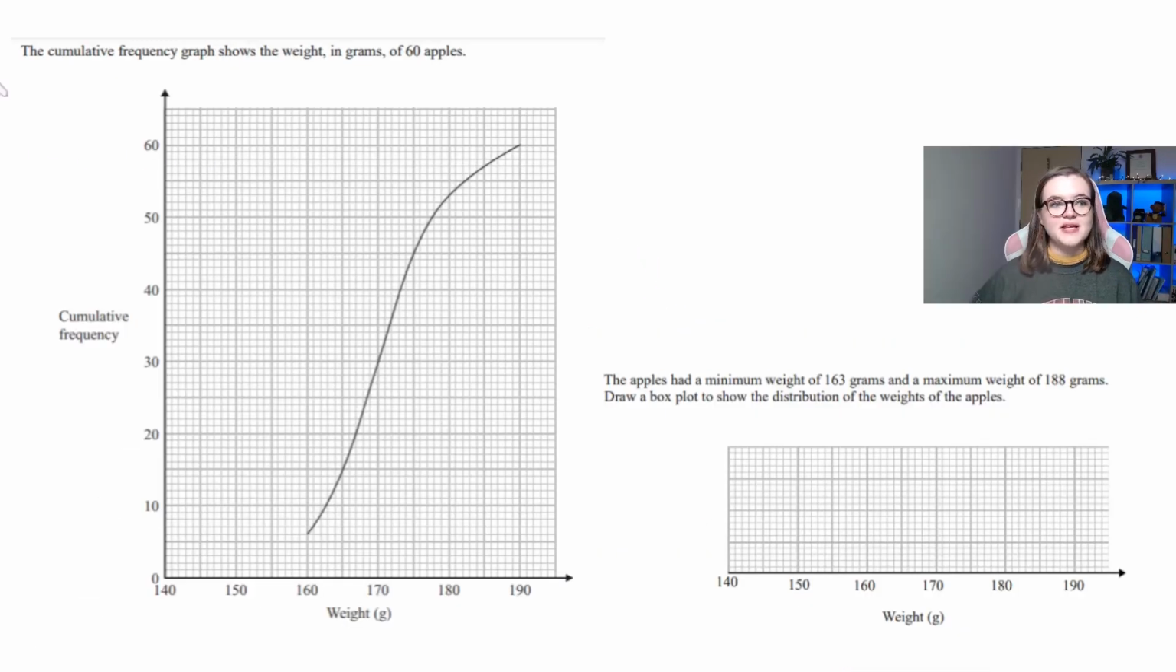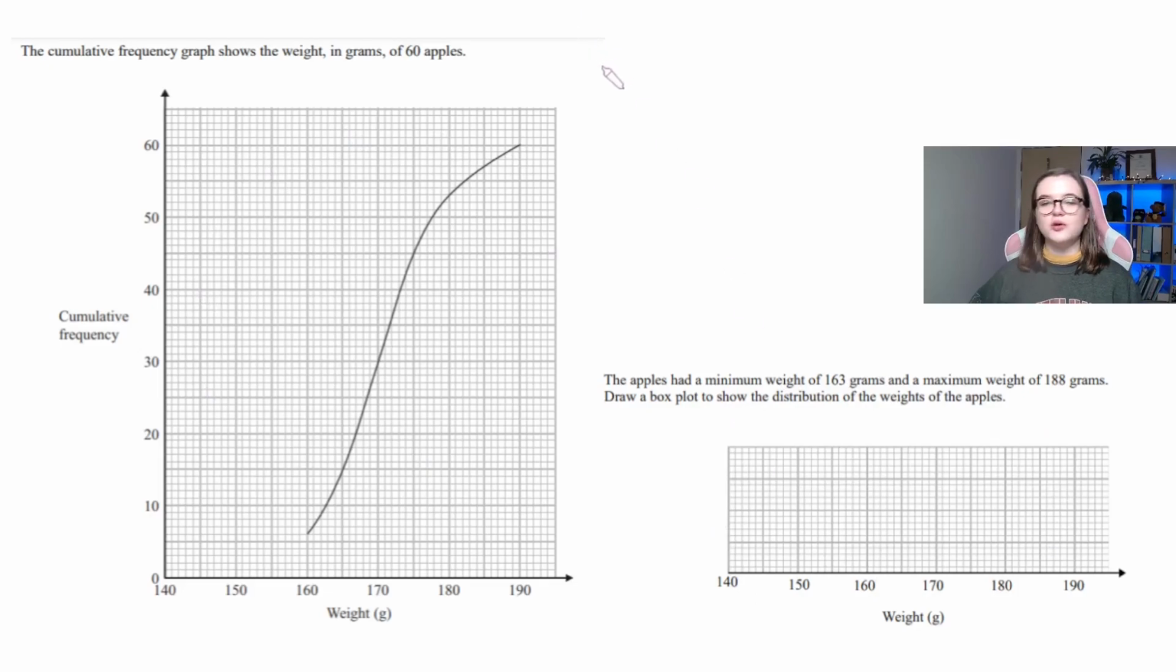Okay, next up then. The cumulative frequency graph shows the weight in grams of 60 apples. The apples had a minimum weight of 163 grams and a maximum weight of 188 grams. Draw a box plot to show the distribution of the weights of the apples. So combining cumulative frequency with box plots.